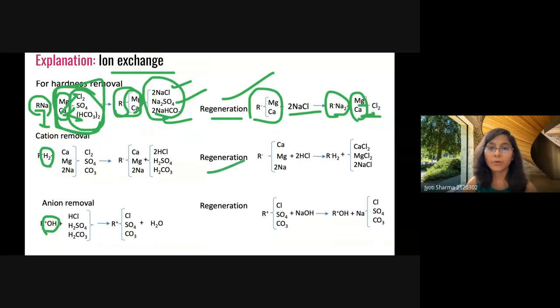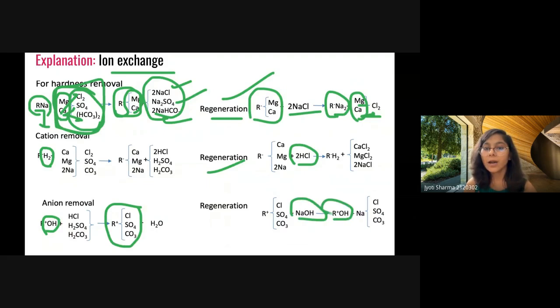So for example, if we want to regenerate this one, then we have to use hydrogen chloride. If we want to regenerate this resin, then we have to react it with sodium hydroxide, and this is how we will get the original resin. So this is the principle of ion exchange. And along with RO, mostly right now in the water purifier, we do have the ion exchange technique along with the RO.